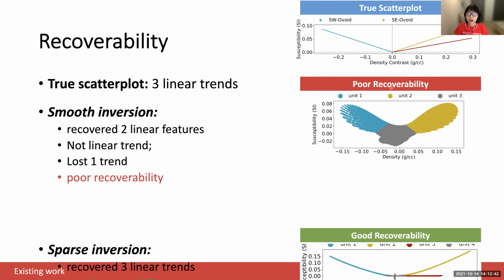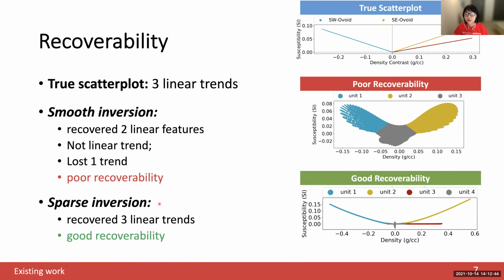In contrast, after performing the sparse inversion, in its scatter plot there are 3 distinct linear trends recovered, and they are at similar relative positioning with the same size and correlations as in the true scatter plot. Therefore, we can call this a good recoverability of the physical property relationships.